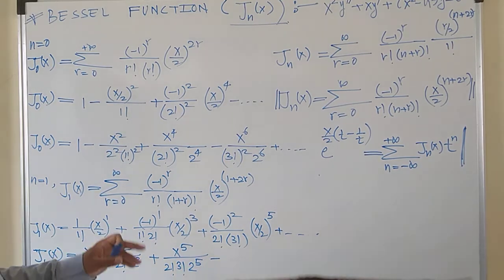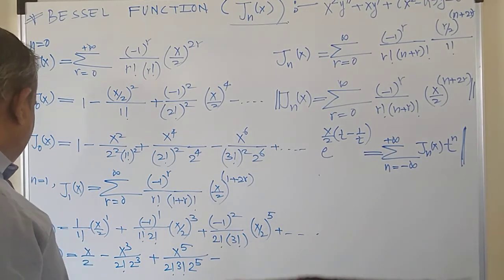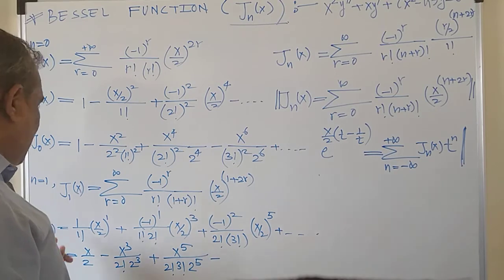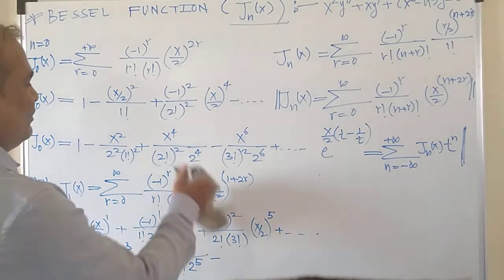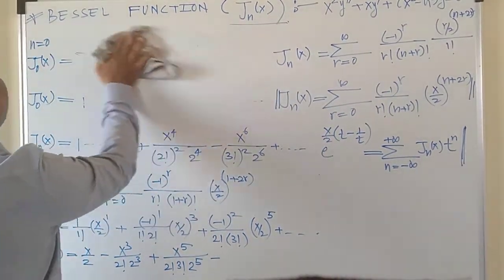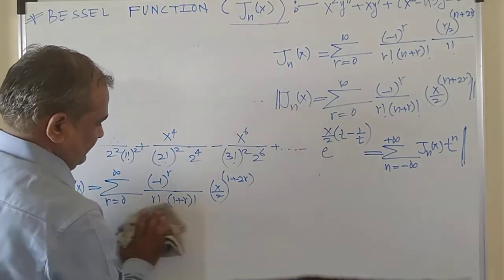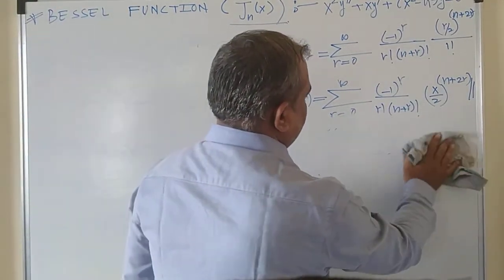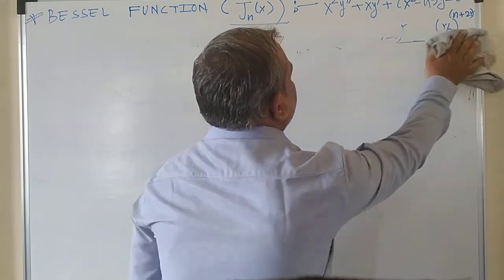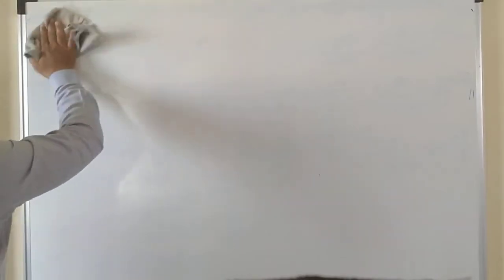Thus we got J1 of x, and you please obtain the next few Bessel functions, J2 of x and J3 of x, right? And now we'll go for the properties of the Bessel function.